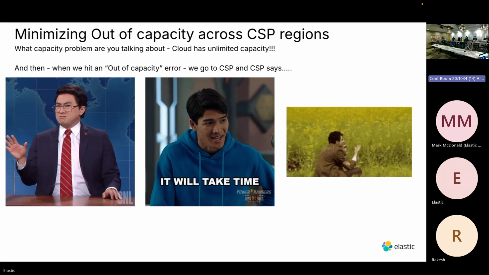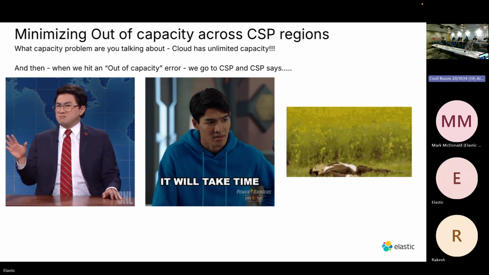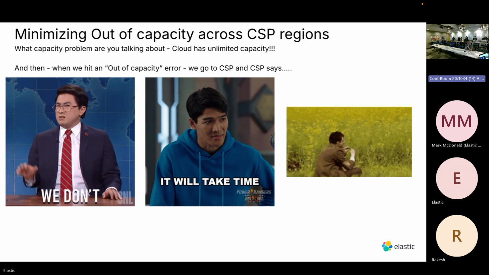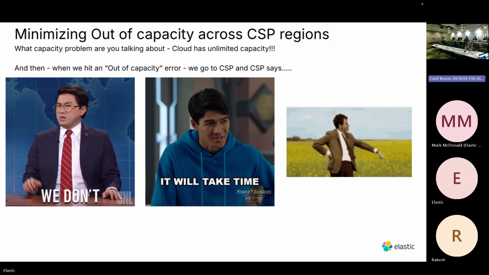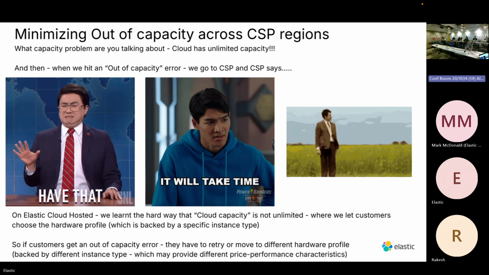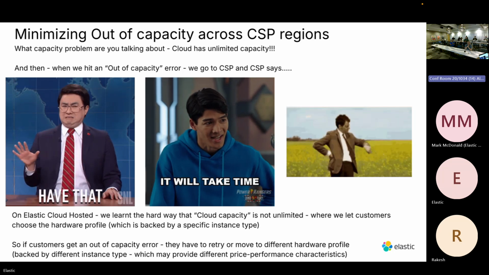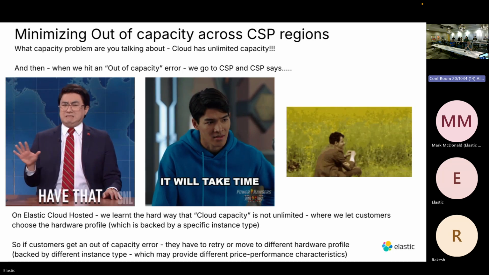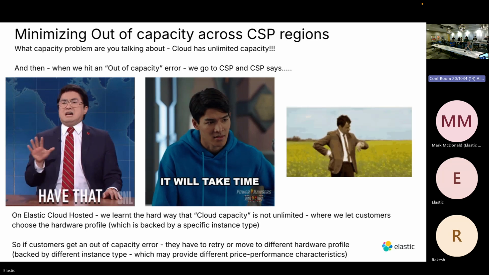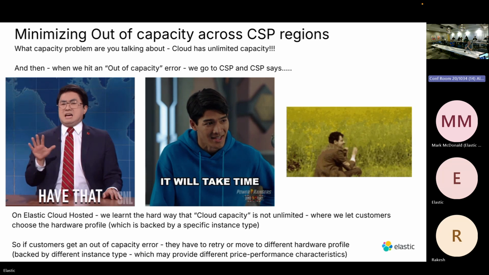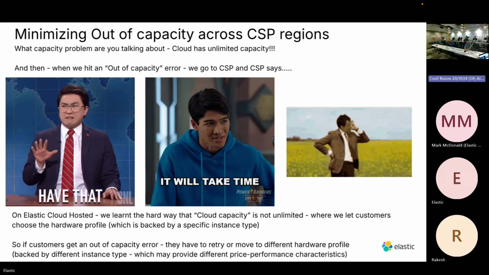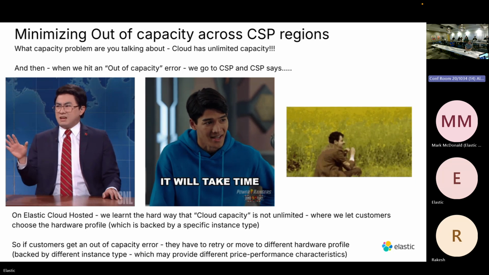And when we ask how much time, we wait forever to get the capacity because there is no SLA provided by any cloud provider on how quickly you would get the capacity, right? Which means that you have to wait forever. And we learned it the really hard way. So when we built out our cloud hosted product, we allowed customers to choose a hardware profile, which is backed by a particular instance type, which means if that instance type is out of capacity, customers cannot scale up. New customers cannot use it, right? So we realized cloud is not unlimited. It's a false promise. So if anyone says that to you, run away from that room because it would never be true.